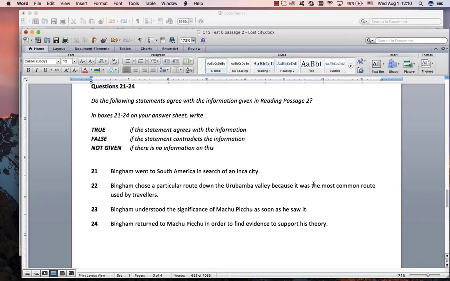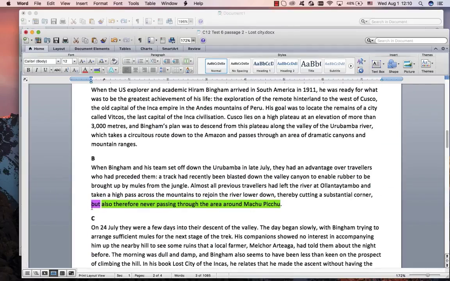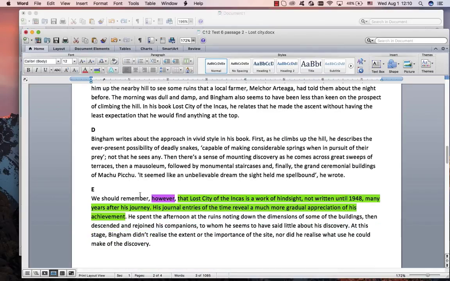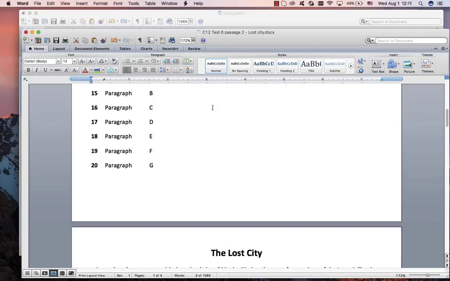And that was one of these true, false, not given questions, where we had to go to that sentence. It wasn't the most common. They never passed through it, so we chose that as false. So that was introduced by the word but. Another one: we should remember that he wrote this book in 1948, and his journal entries of the time said something different. That gave us this heading over here, different accounts of the same journey, the one in 1948 and the one when he actually went on the journey.